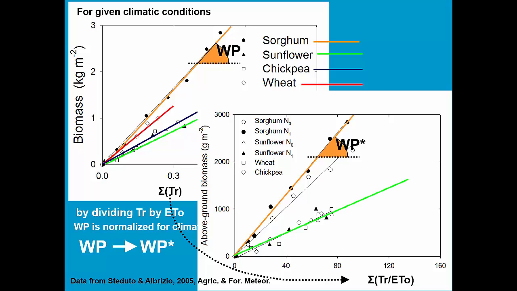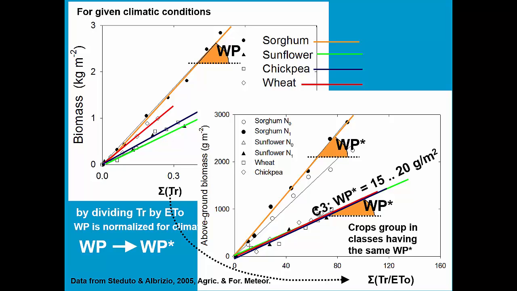The yellow line for sorghum. Of course, the slope in the normalized graph is different than in the non-normalized graph. Secondly, we will see that crops will group. The green is for the sunflower, the red was for the wheat, and the blue is for the chickpea. And we see that the crops group together in classes. We have a normalized water productivity which is typical for C3 crops, which is lower than the normalized water productivity for the C4 crops.